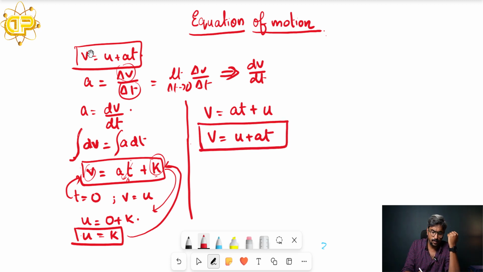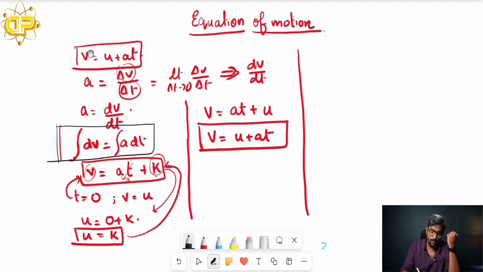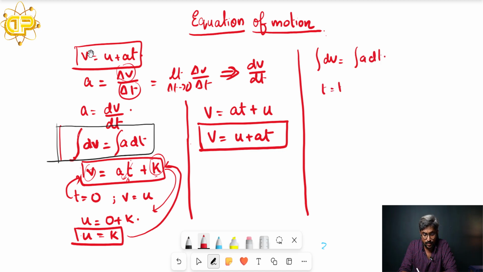We can also use one more method, the same way. Just come back to this particular equation, that is integration of dv is equal to integration of a dt. Here at time t is equal to t0, or we can say t is equal to 0, then v is equal to what?